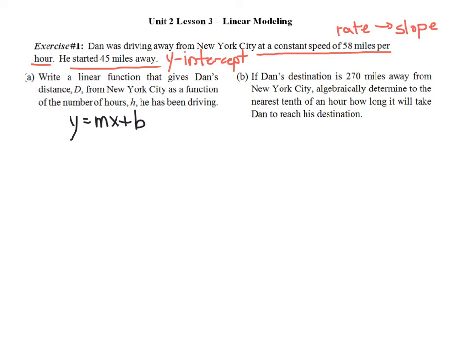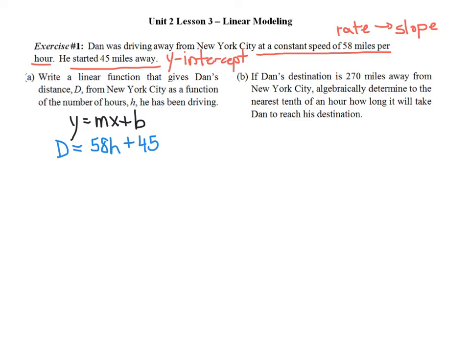So substituting those values in, we have that d is equal to the slope, which in this case is 58, times the independent variable, which is h, plus the y-intercept, which we know to be 45. So that gives us a linear function representing the distance.